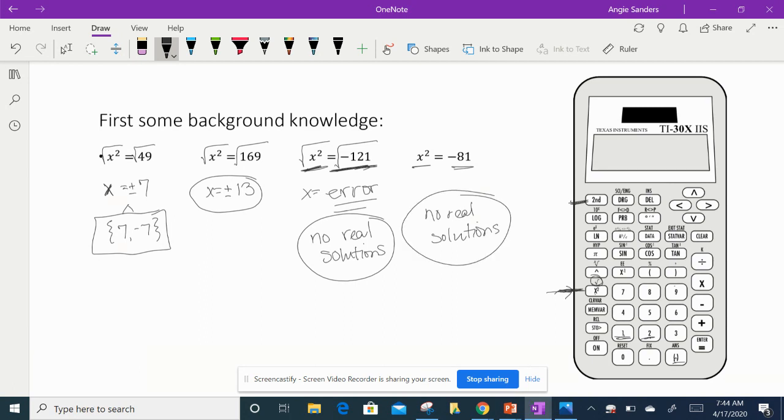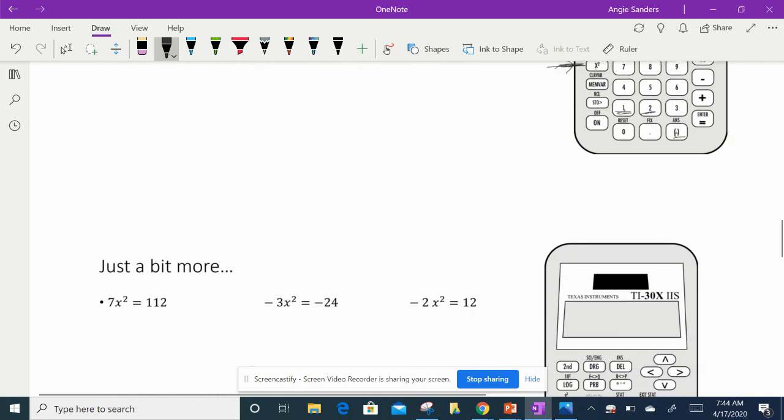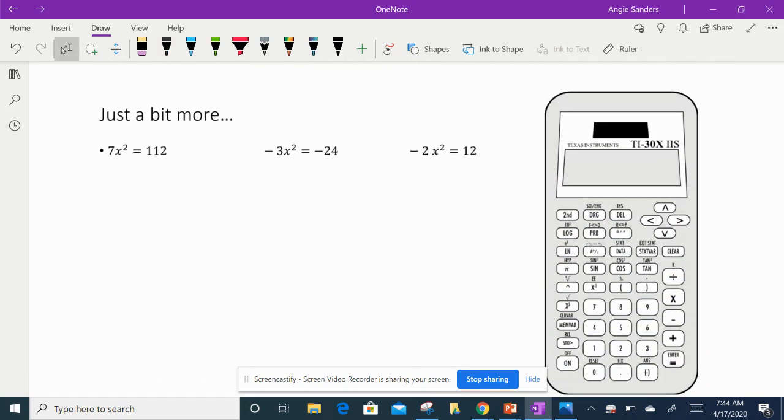All right, so now that we've got some background knowledge, let's do one more thing before we move on to solving. It really just adds one last step. For instance, on this one, if I had 7x squared is equal to 112, before I could introduce the square root, I need to get x squared by itself.